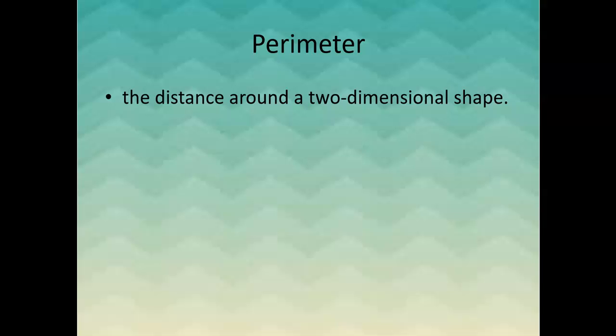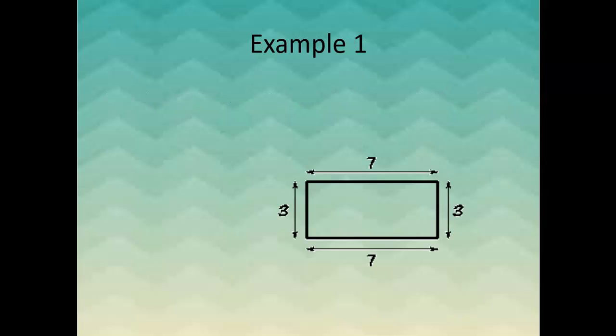All right, let's talk now about perimeter and area. We talked about perimeter very briefly last time with triangles, and how perimeter is just the distance around a two-dimensional shape. To find perimeter, we add up all the sides. So to find the perimeter of this rectangle, we would add up all the sides.